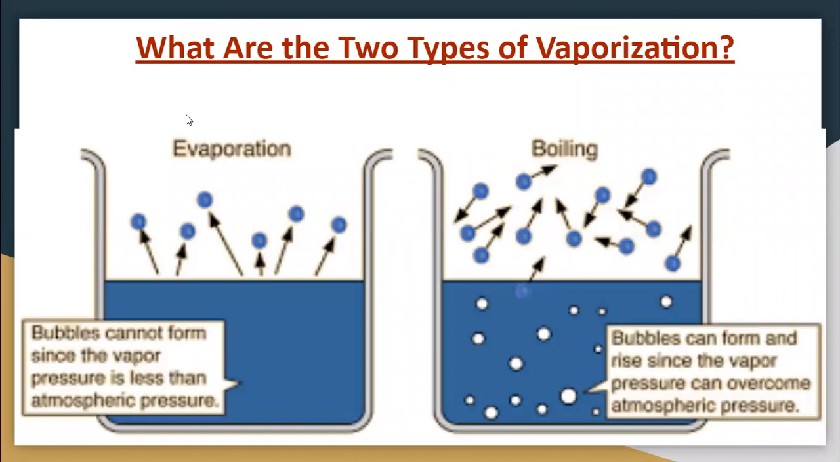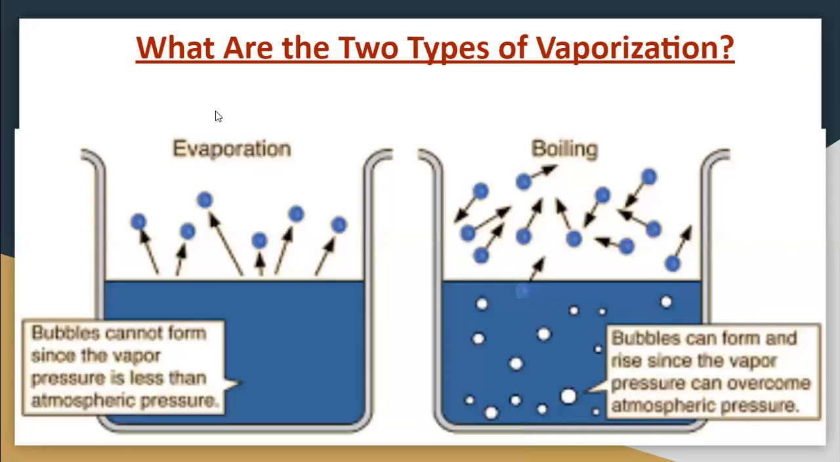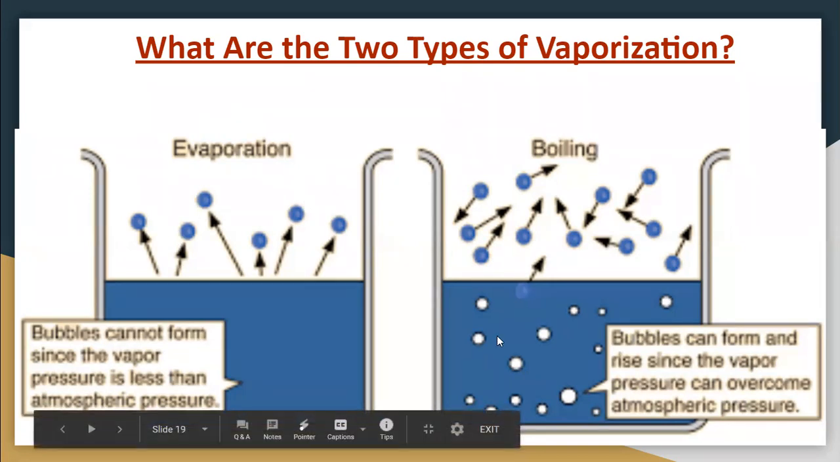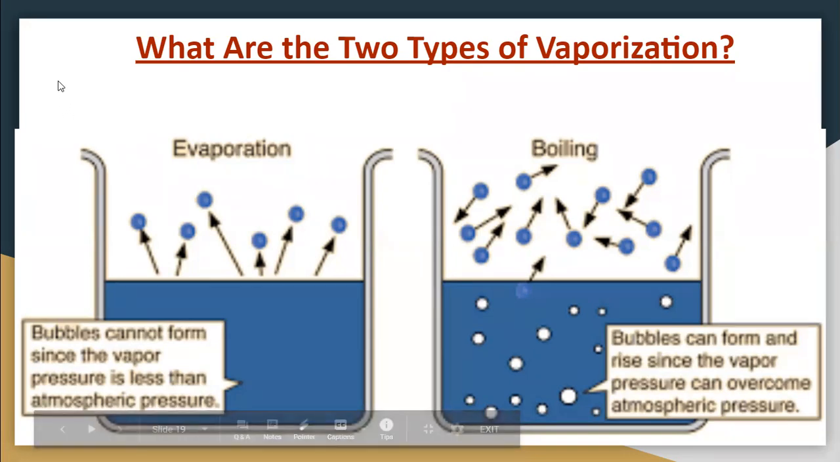Okay, here's evaporation and boiling. So here's an example of evaporation versus boiling. Evaporation, it's only the liquid particles on the top. Boiling, there's a bunch of liquid particles and bubbles in the whole liquid. Okay, that's a picture of that.